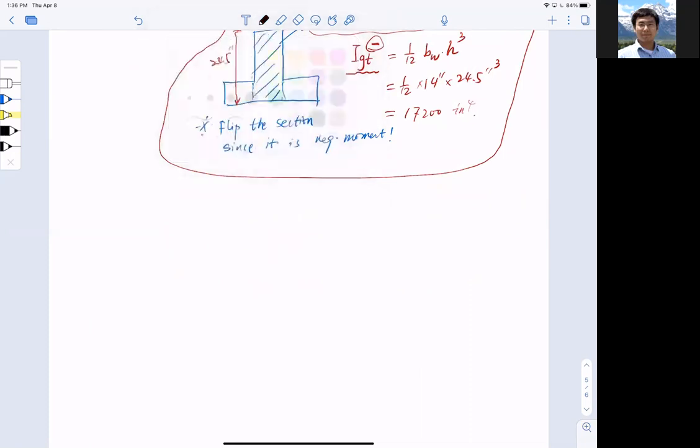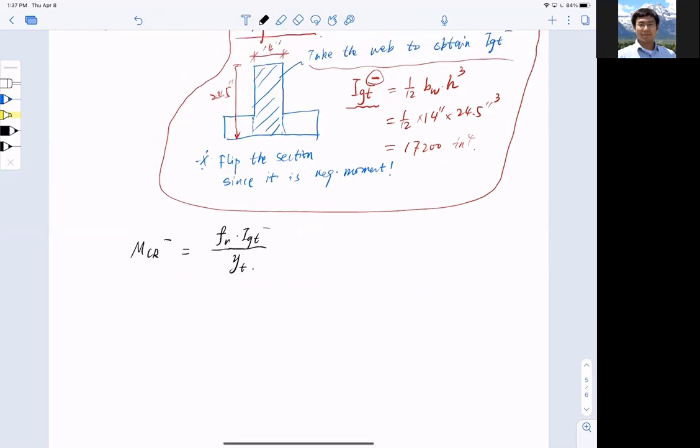So first of all, our MCR negative. Now the MCR negative is no longer the old equation, because now I can use my modulus of rupture multiplied by IGT negative and divided by YT. Since I'm using this section to calculate my ICR, everything changes. How? FR, which is the modulus of rupture, stays the same. It does not change at all.